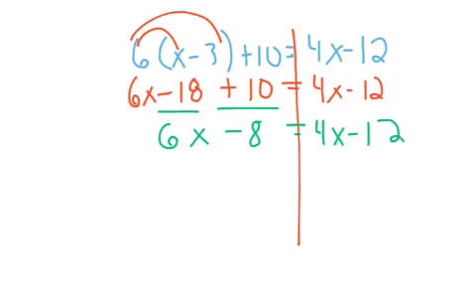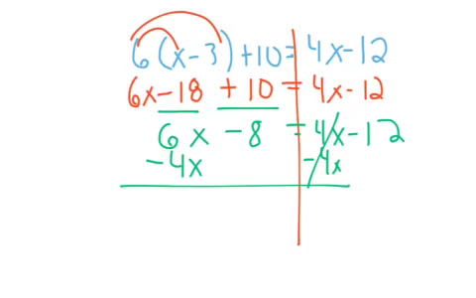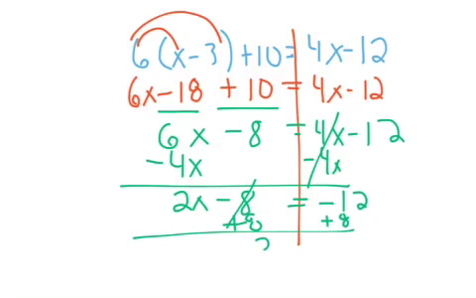Get rid of your smaller one. 4 is smaller than 6, so the opposite of a positive 4 is subtract 4x from both sides. These cancel, so you're left with 2x minus 8 equals a negative 12. Make sure you bring down that minus sign. Now it's back to your normal problem where I would add 8 to both sides. My 8's cancel, so I have 2x equals negative 12 plus 8 is negative 4. I'm going to divide both sides by 2, and in this case x would equal negative 2.